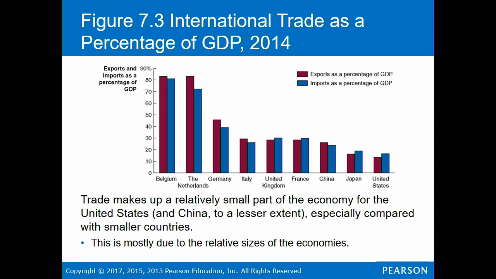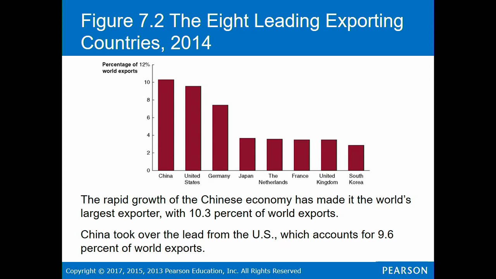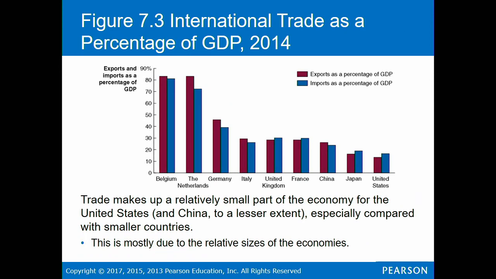Again, this is partially due to the relative size of the economies. United States, China, large economies. So even though we trade quite a bit, we'll go back here. China and the United States have two of the largest percentages of world exports, but because the economy overall is so large, trade ends up being a smaller percentage of our GDP than other countries. So while international trade is important, and for the United States growing in importance, it's still much less significant than for some other countries.